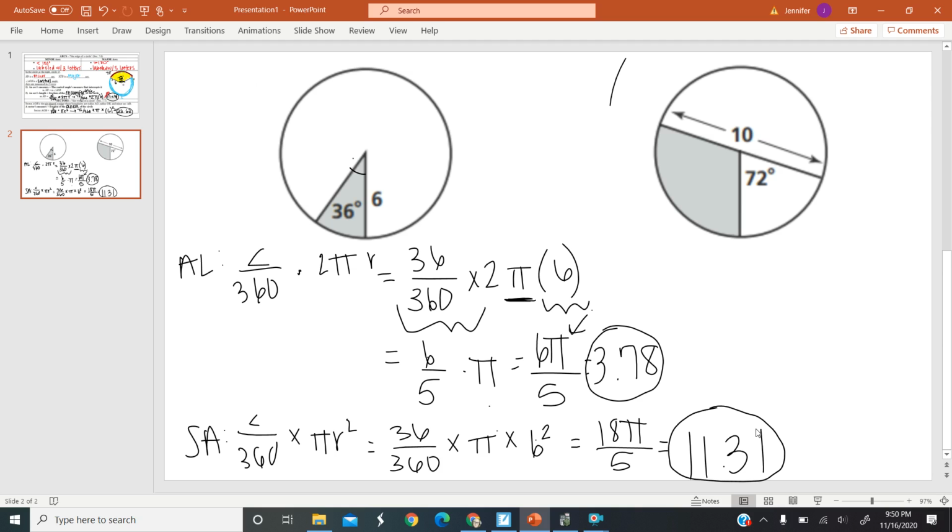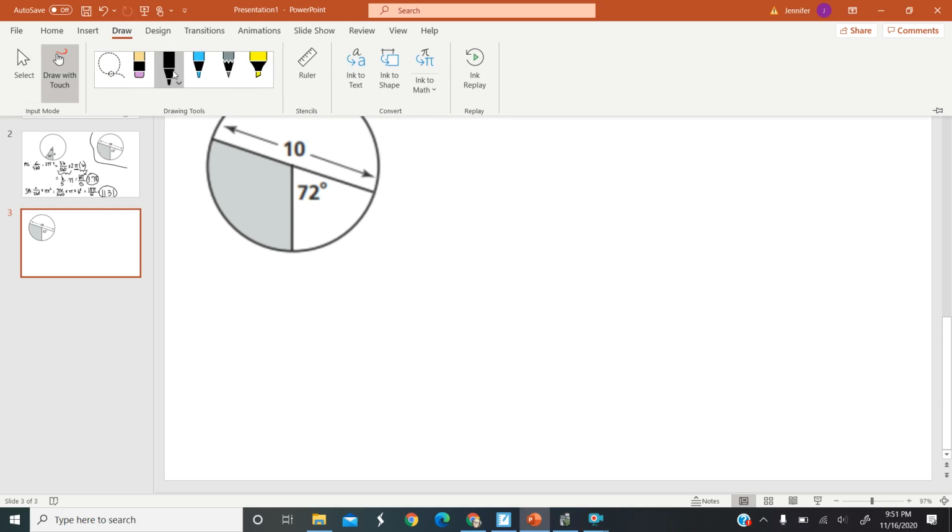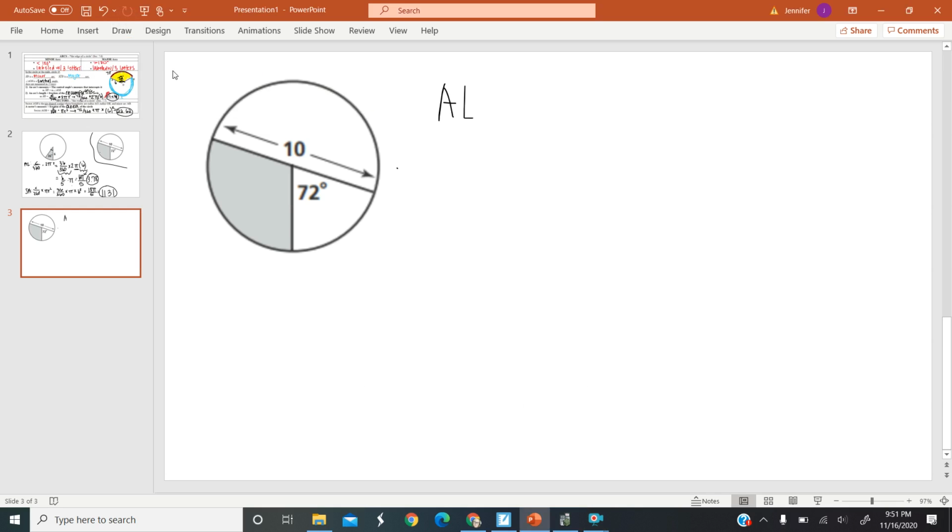And then I'm actually going to copy this one over onto the next page so we have more room. Okay, so just like on the last one, I'm going to go ahead and start with my arc length. So for arc length, I need the angle over 360 times 2 pi r, because it's times the circumference.